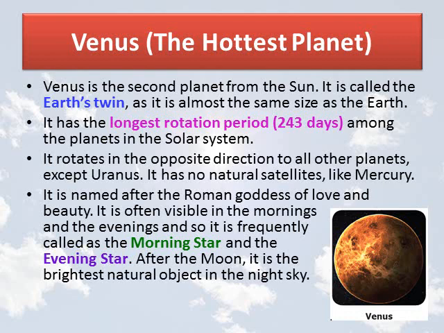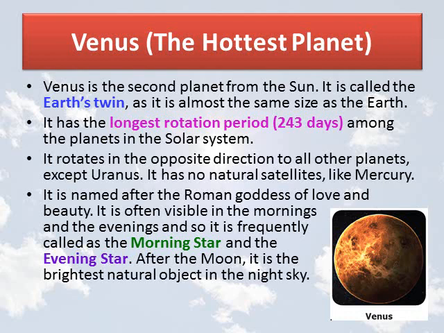So it is the brightest object after the moon. The moon is the brightest one in the night sky. Next to that, you can find Venus. So, dear children, Venus is called Earth's twin. It has the longest rotational period of 243 days.